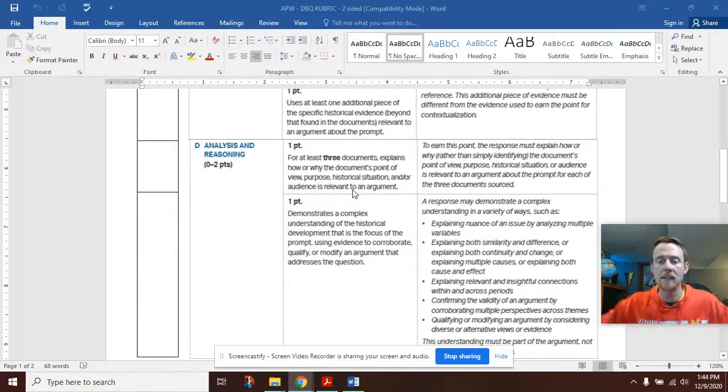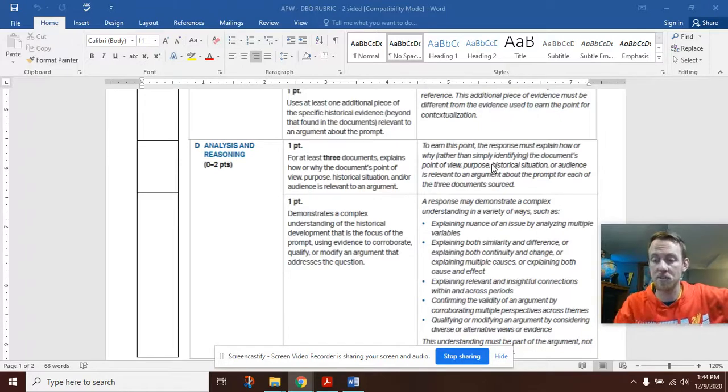All right, then the last part is analysis and reasoning. And there's 2 last points up for grab here. One of them is source analysis. And this is one that we've looked at a lot in class. For at least 3 of the 7 documents, you're going to look at point of view, purpose, historical situation, audience, tone, reliability, right? And look at how the source impacts the message, right? So you're sourcing at least 3 of the documents.